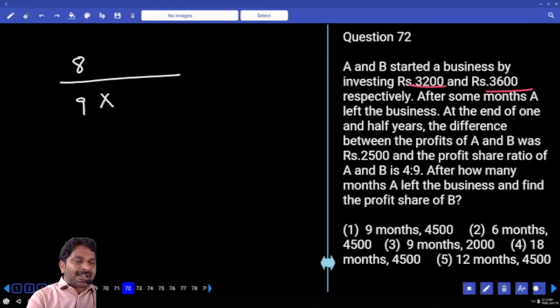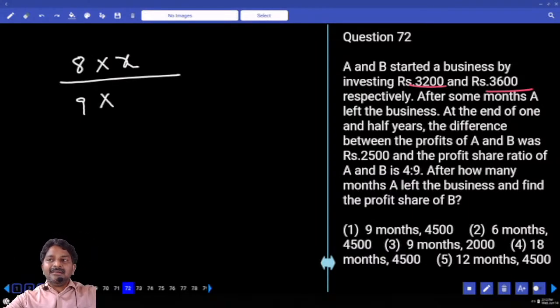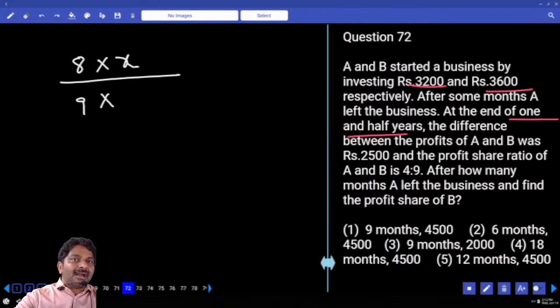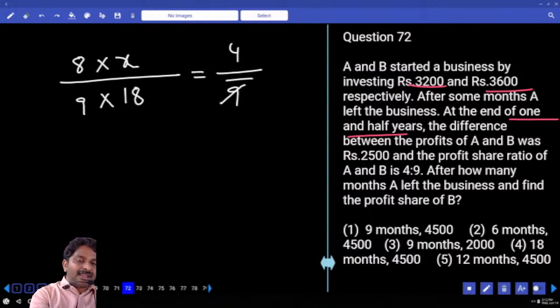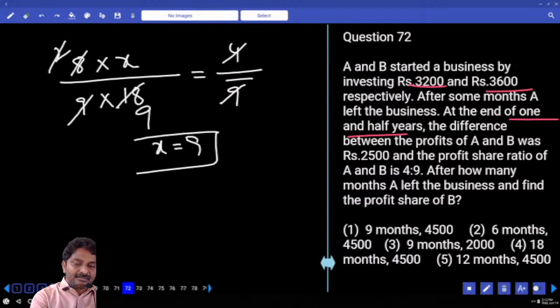A left after some time, right? I'll assume A is there for X months and then he left. But B is there from the beginning till the end. Business happened for how many years? 1.5 years. That means how many months? Investment multiplied by time is the profit sharing ratio, which is equal to 4 by 9. 9 gets cancelled. 4, 2 times 2, 9 times x is equal to, right. So A left after 9 months.